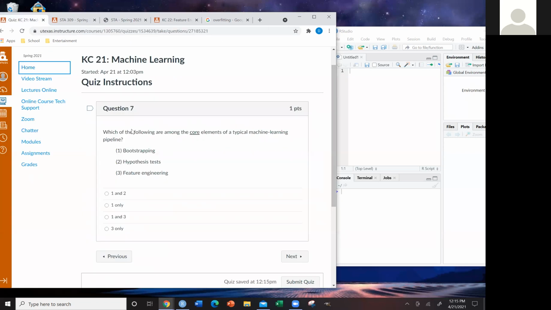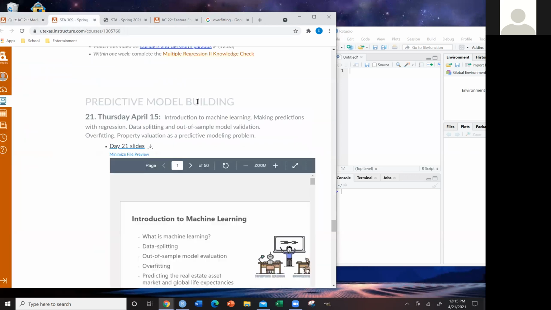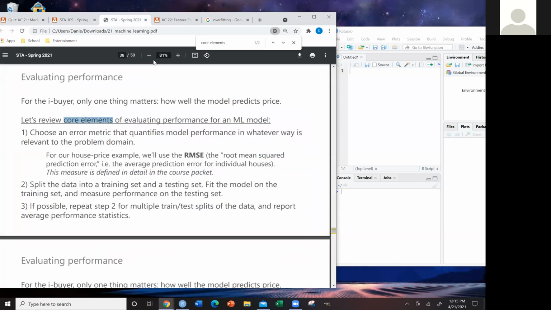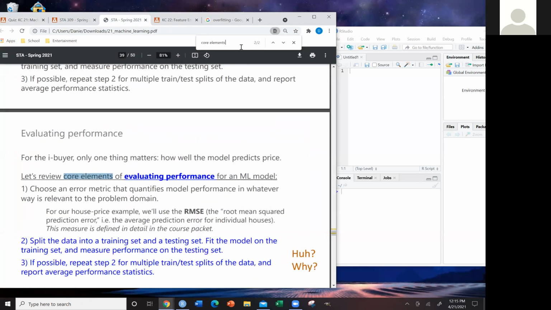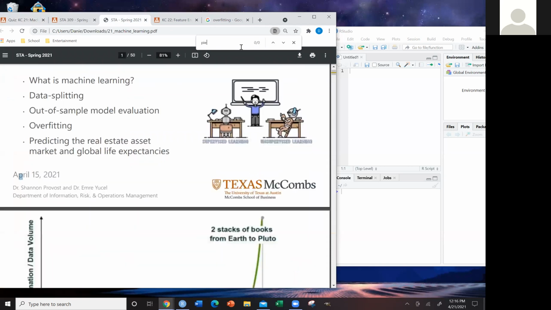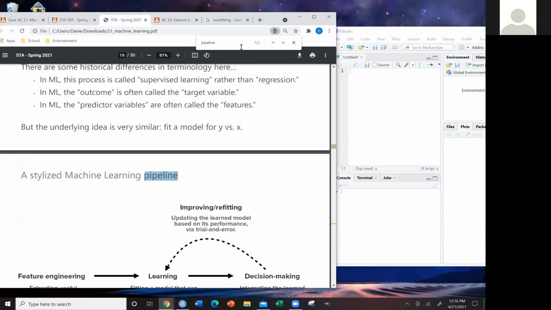Yeah, this is just core elements of a pipeline. See if you can look up the word pipeline, maybe. Did I do the wrong thing? Yeah. There's also another core element. Okay, but that's the same thing. Okay, so pipeline. Oh, there we go.